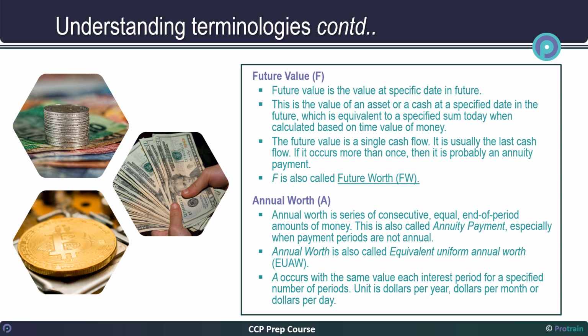Let us take a small example to understand annual worth. Say, you took a loan of $5,000 from a bank. The bank requires you to pay back by paying $1,000 per year for the next 6 years. In this example $1,000 is the equivalent uniform annual worth of the present value of $5,000. We shall understand this more clearly when we discuss discount factor later in the lecture.